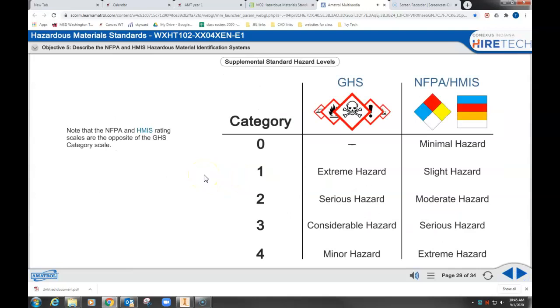Note that the NFPA and HMIS rating scales are the opposite of the GHS category scale. On the GHS scale, a rating of 1 is an extreme hazard, but the NFPA and HMIS systems would use a 4.